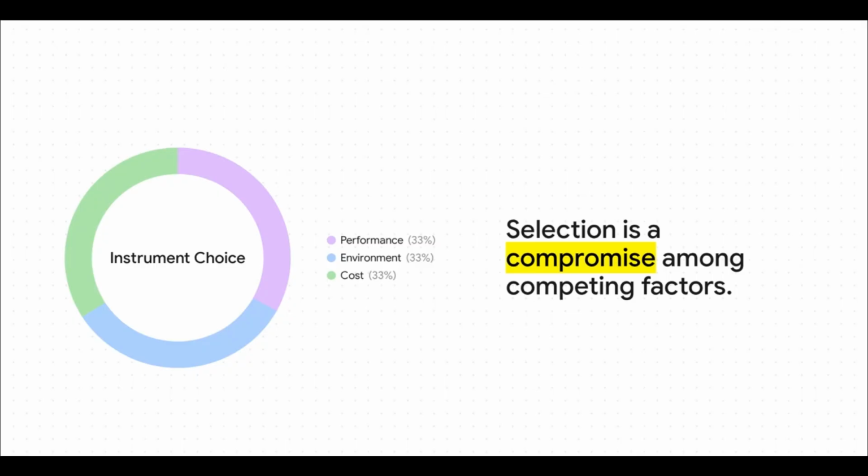Now, when an engineer has to pick a tool for the job, it's not just about grabbing the most expensive, top-of-the-line gadget. It's always a balancing act, a trade-off between 3 big things. First, performance. How good does this thing really need to be? Then, environment. Is it going to be in a quiet, climate-controlled lab or out on a vibrating, scorching hot factory floor? And finally, there's always cost. Not just what it costs to buy, but what it costs to keep it running.